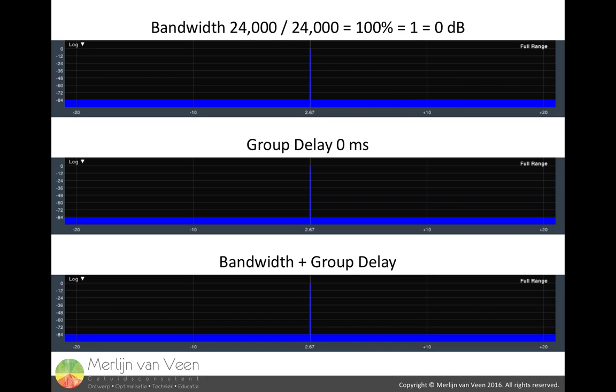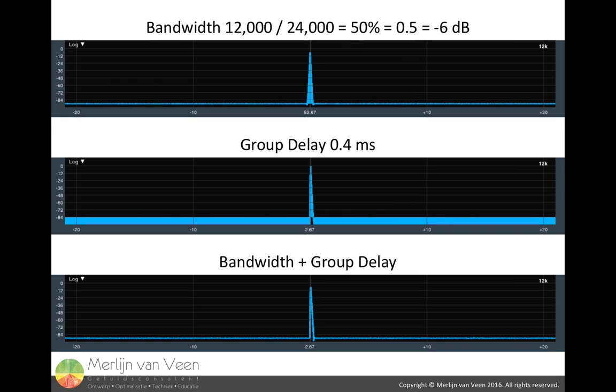Band limiting reduces the ratio or amplitude of the impulse response, and phase shift or group delay introduces ringing or oscillation. This is full range, no filtering. This would be 12 kHz, 1 octave down, and we see a 6 dB drop in the amplitude and 0.4 milliseconds of group delay for frequencies below 12K.